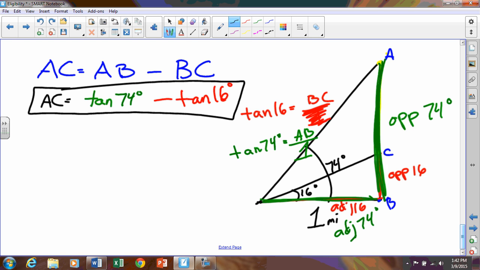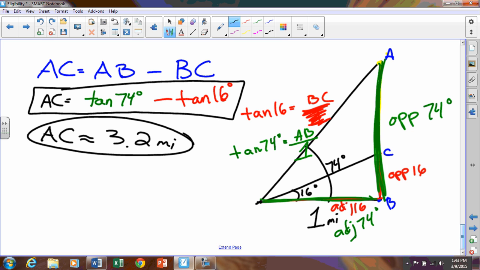But we were told to round this answer to the nearest tenth. So plug that into your calculator. Tangent of 74, subtract the tangent of 16, and when you do that and round it, it gets to be about 3.2 miles. And you're done.